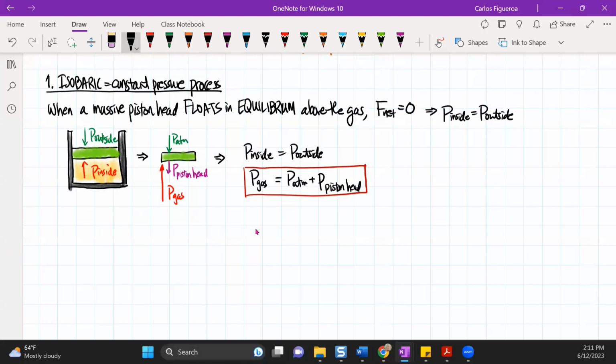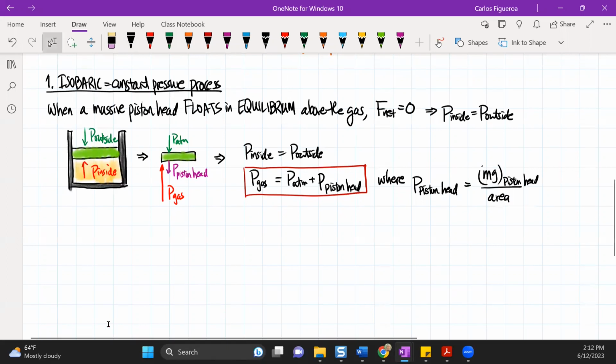So for detail, we know that the pressure of the piston head is then going to equal the weight of the piston head divided, oops, I shouldn't have said weight, I should have said piston head, divided by its area.